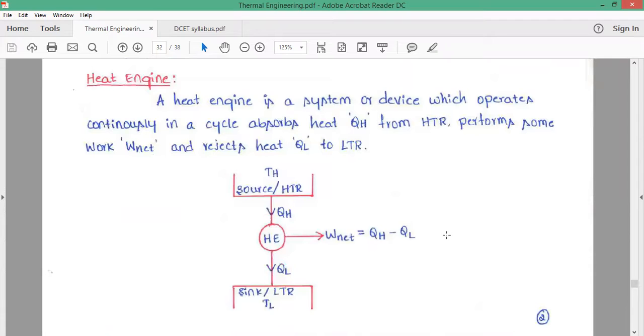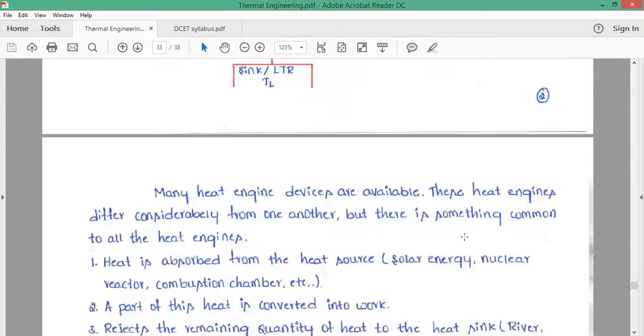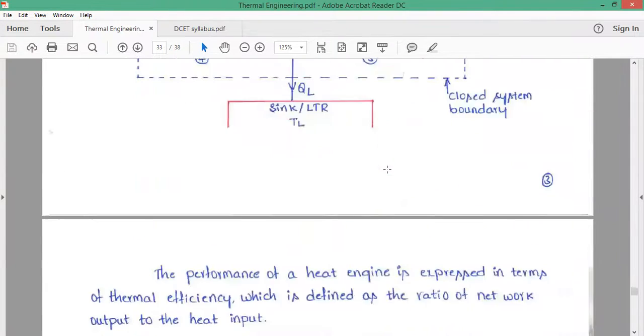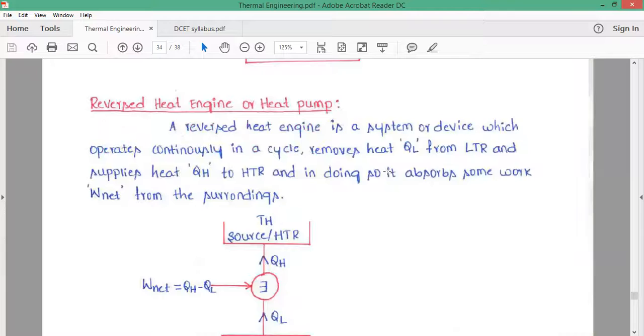Now let us discuss the working principle of a heat engine. As we all know, a heat engine is a device which receives some amount of heat energy from the HTR, performs some work, and rejects some amount of heat energy to its surroundings or the sink. Right? These are the different components of a heat engine.